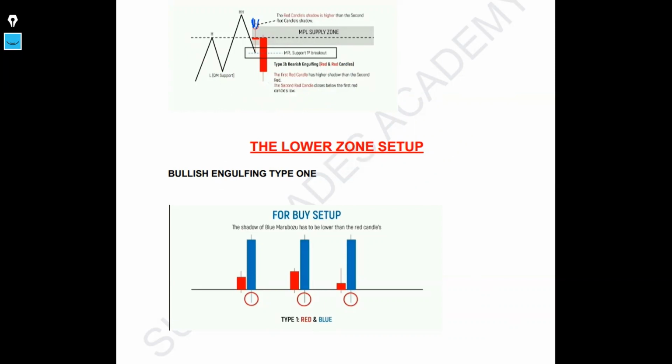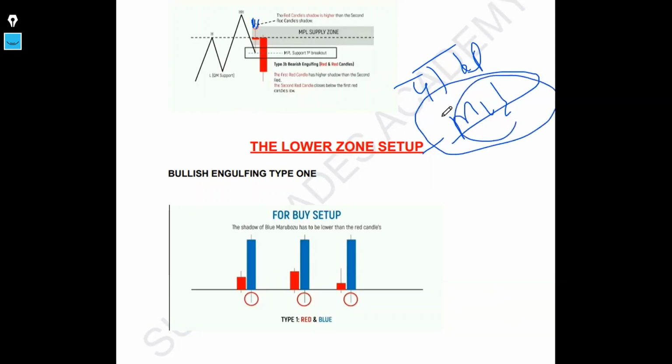So let us see about the lower zone. Remember, we said we are having three types of zones. We are having the top zone, which can be called the upper zone. We have the mid zone, which is very profitable, very profitable. And the third one is the lower zone. We are going to talk about all of these zones. You have to note them, guys.